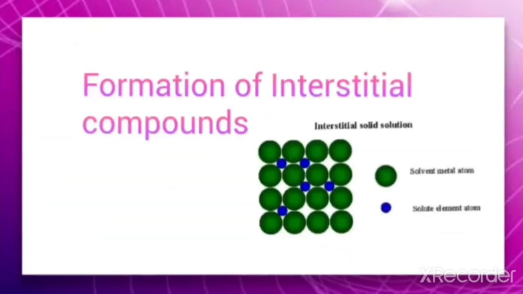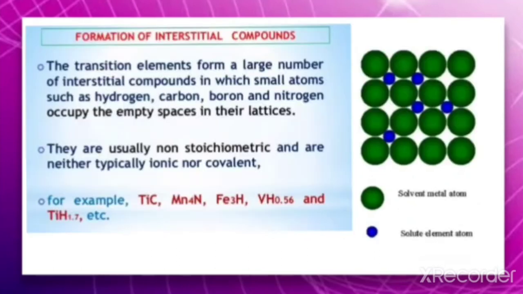Next property, that is formation of interstitial compounds. Transition elements form a large number of interstitial compounds in which small atoms such as hydrogen, carbon, boron and nitrogen occupy the empty spaces in their lattice.